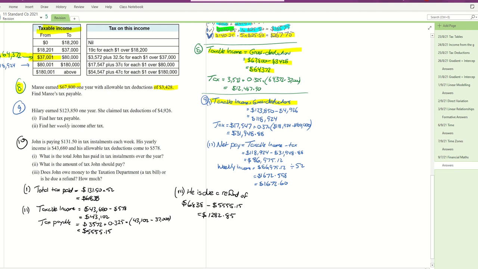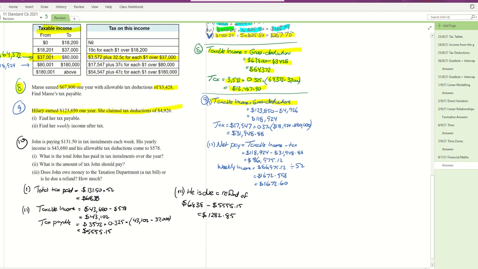So now what we do is we come over here and we find which column and which row it is in. We find it's in the third row. We are going to use that equation. So we've got 3,572 plus now 32.5 cents for each dollar. That is 0.325 of a dollar. So it is 0.325 times every dollar over 37,000, which in our bracket is 67,372 minus 37,000. Put that in our calculator, we will get $12,467.90.